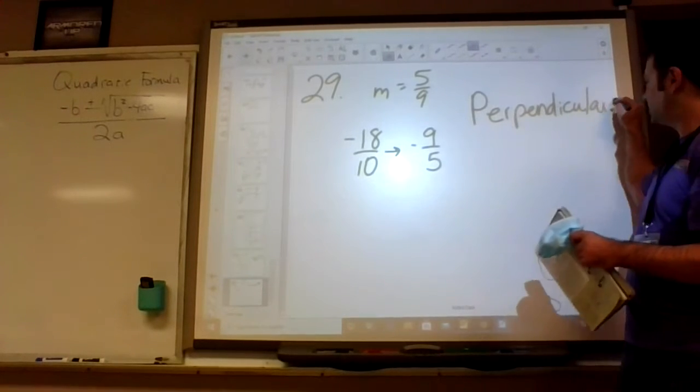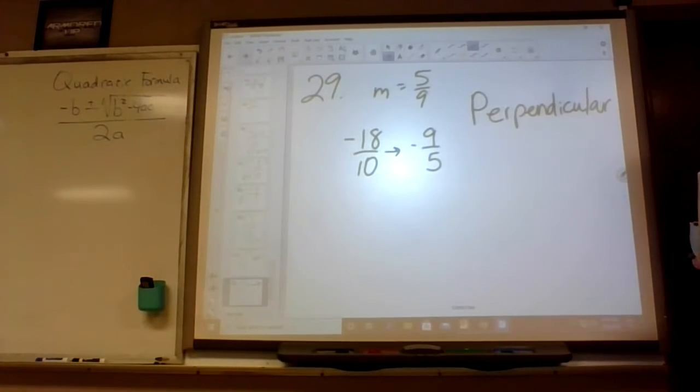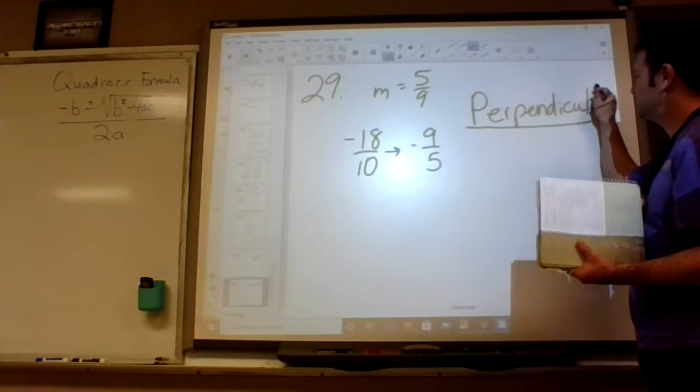No. I think it's in the directions if you look up in the directions. Yeah, but that's too much work. It's way too much work.